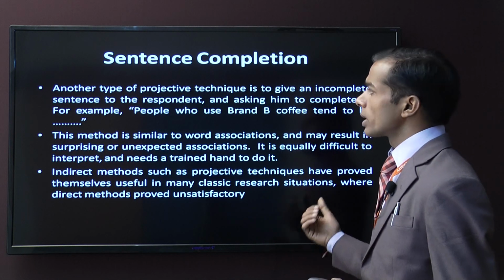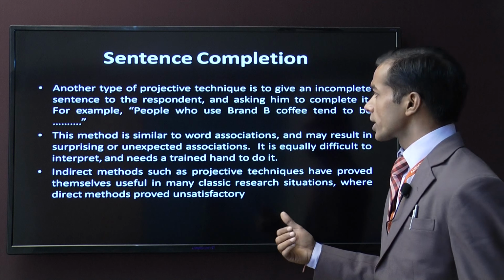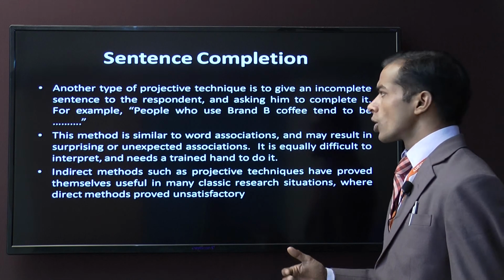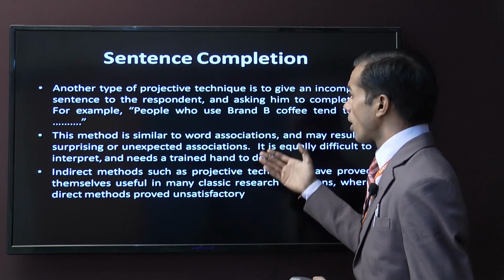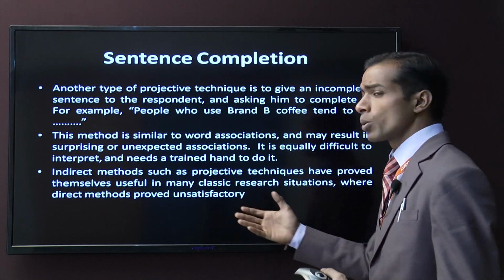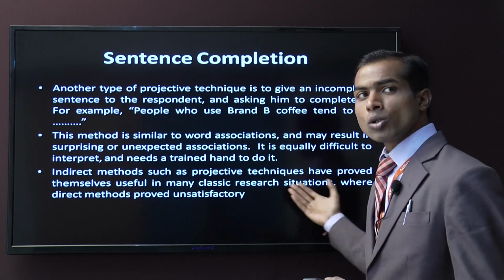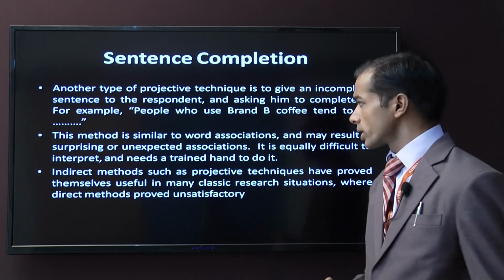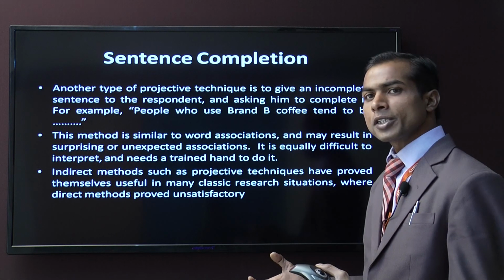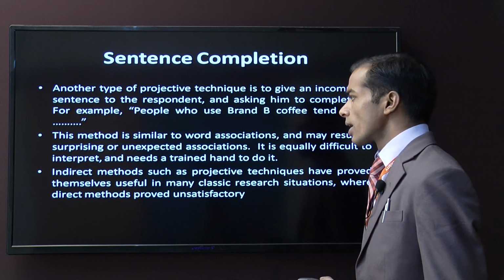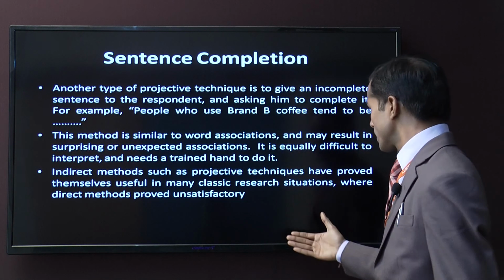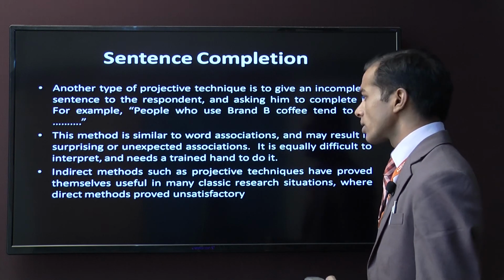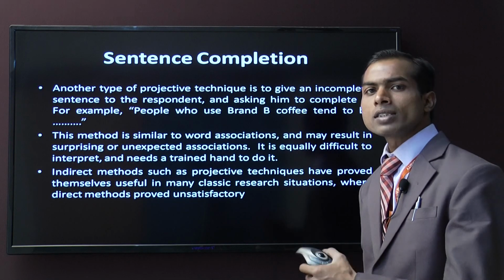Then a sentence completion. Another type of projective technique is to give an incomplete sentence to the respondent and ask him to complete it. For example, "People who use brand B coffee tend to be..." and then a blank is given to be completed by the respondent. This method is similar to word association and may result in surprising or unexpected associations. Indirect methods such as projective techniques have proved themselves useful in many classic research situations where direct methods proved unsatisfactory.